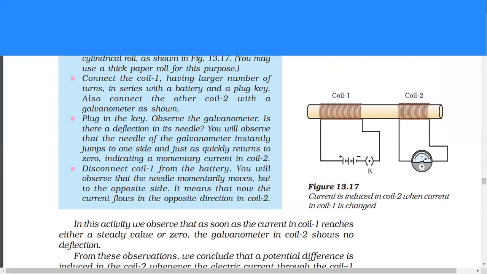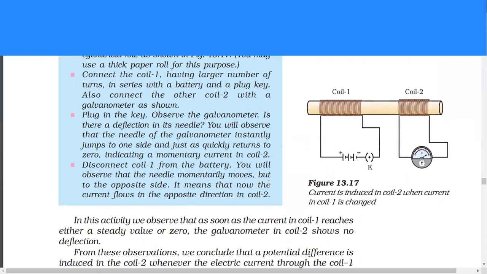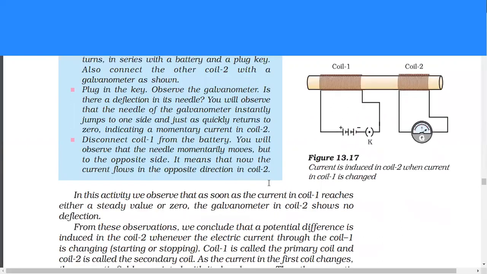Plug in the key, observe the galvanometer. Is there a deflection in its needle? You will observe that the needle of the galvanometer instantly jumps to one side and just as quickly returns to zero, indicating a momentary current in coil 2. Disconnect coil 1 from the battery. You will observe that the needle momentarily moves but to the opposite side. It means that now the current flows in the opposite direction in coil 2.